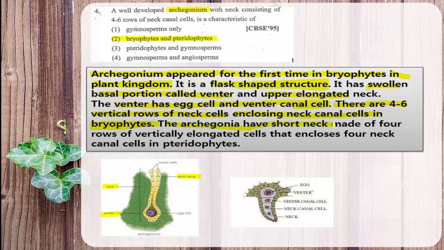The archegonia have a short neck made up of 4 rows of vertically elongated cells that enclose 4 neck canal cells in the case of pteridophytes. The number is only 4 in pteridophytes, whereas 4 to 6 neck canal cells is in the case of bryophytes. So these are the images of archegonium, the flask shaped structure with a bulged venter having the female gamete egg and an elongated neck, and the neck has the neck canal cells. So the right answer for this question is option 2. Then moving to the next one.